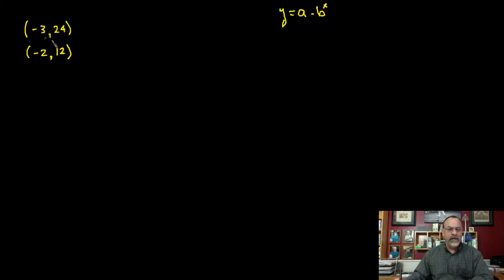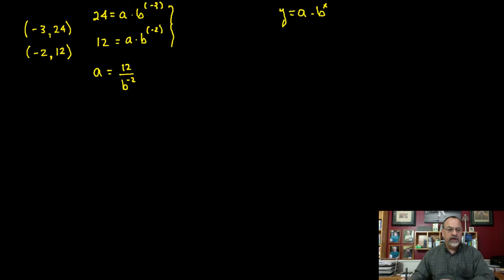So I have a y value of 24 that is equal to a times b to the negative 3 power. That's one equation. And then I have a y value of 12 that is equal to a times b to the negative 2 power. So again, I have a system of equations here that I can now use substitution to solve. So I'm going to choose this second equation this time and solve this equation for a. So a is going to be equal to 12 divided by b to the negative 2.